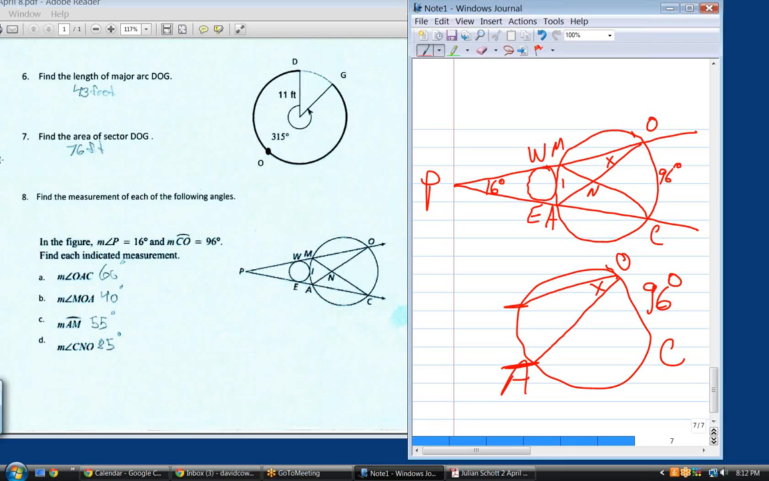All right, when you have chords that intersect outside of the circle, which is what we're looking at here, in other words, if you look at this top diagram over here, PO and PC are chords that intersect outside the circle at P. Well, there's a formula that says, first of all, oh no, excuse me, hold on. I've got to get the right formula.